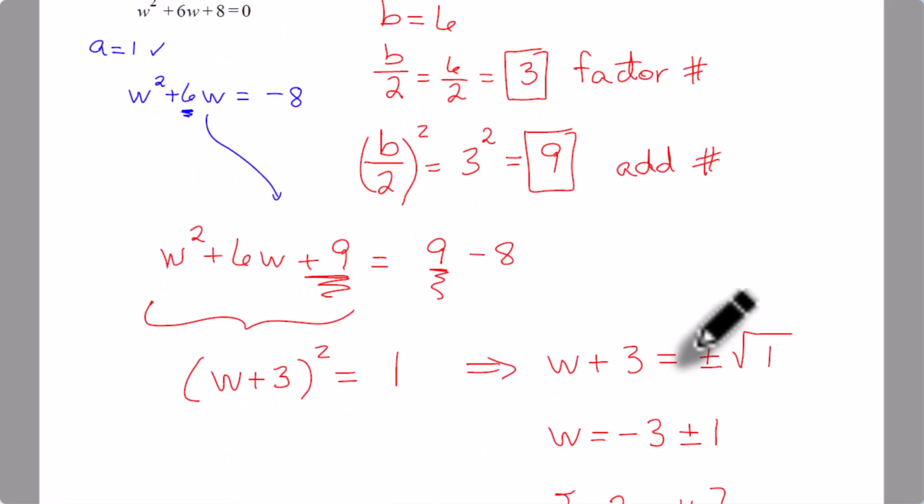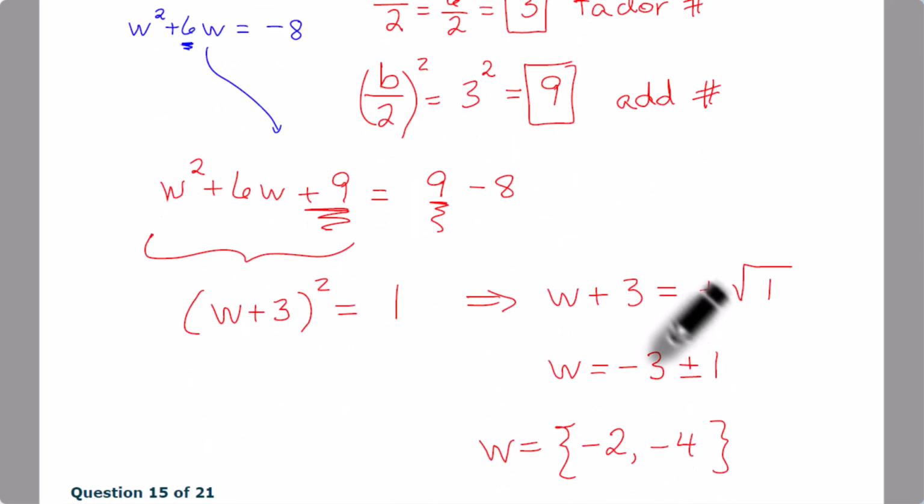But then it's easy. I just use the square root property. I move the plus 3 to the right. Okay, moving that this way. And now I take advantage of the plus and the minus, and I get minus 2 and minus 4.